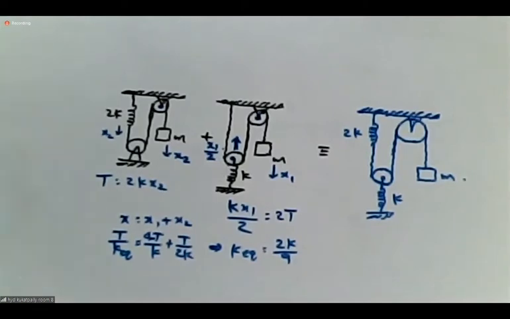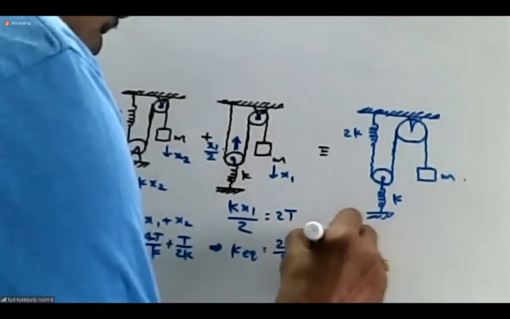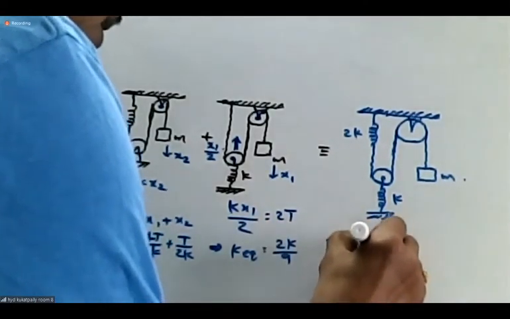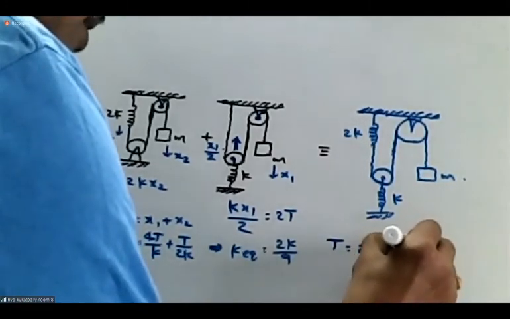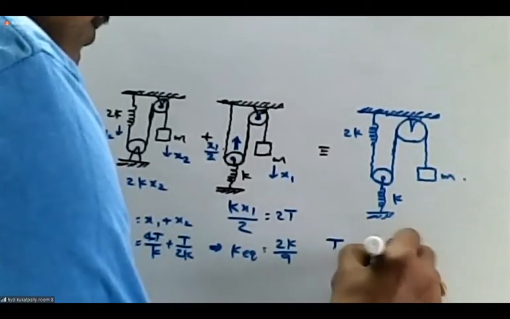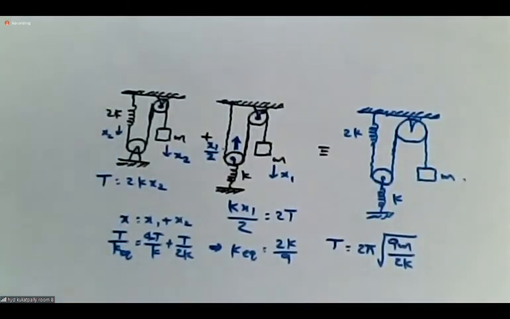Then time period. If it is a spring block system, time period is 2 pi root m by k. So here it is 2 pi root 9m by 2k. You get it like this. Is that clear? Any doubts? No doubt, sir. Good. We will go to the next problem then.